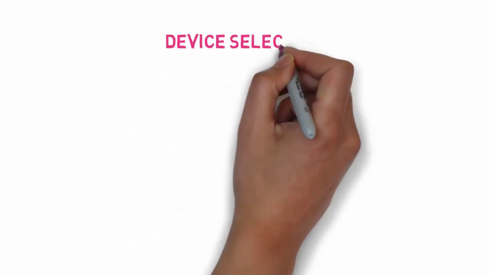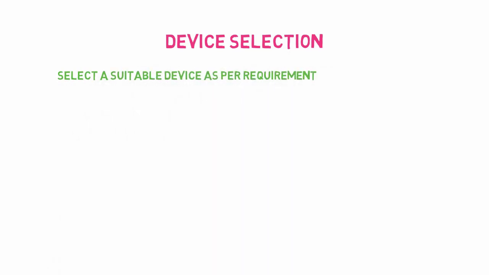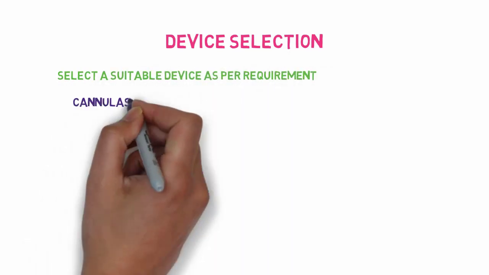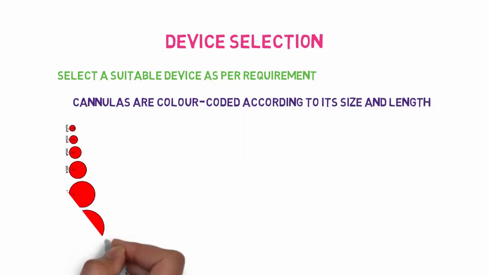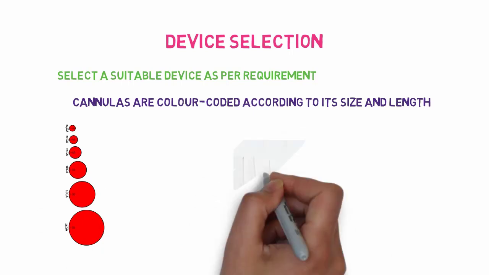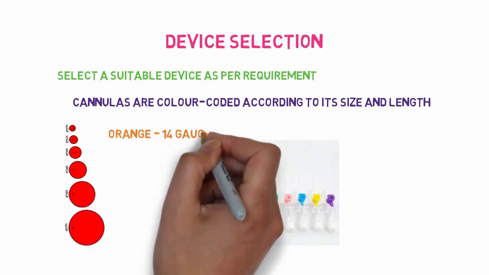Device selection. Purpose of therapy and the patient's condition help us to select a suitable device. IV cannulas are color-coded according to their size and length. The diameter of a cannula determines the flow rate. These are the color codes and sizes of different IV cannulas.